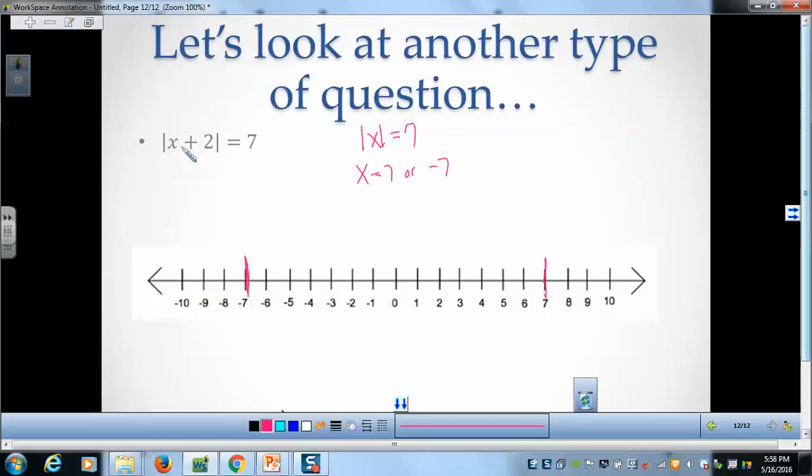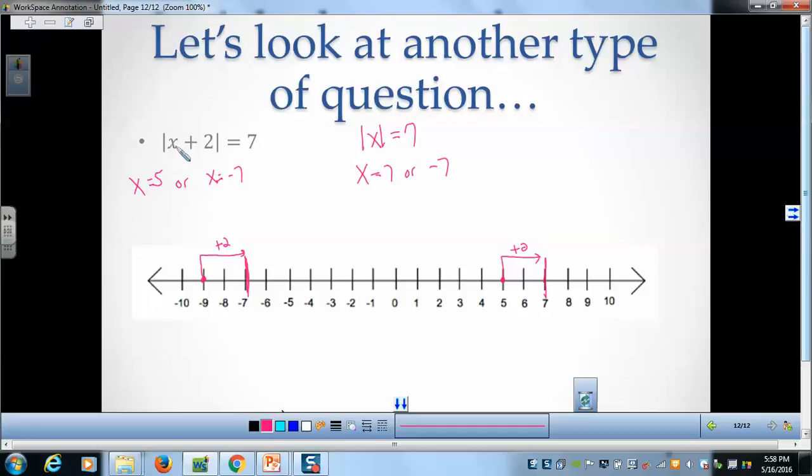But I have to do that by adding 2. So I've got to move to the right 2 to get to 7. So if I go back to 5 and move right 2, that gets me to 7. So my first possibility is 5. And notice if I mimic that here, I have to start here and move 2 to the right. That gets me to negative 7. So then there are my two solutions.